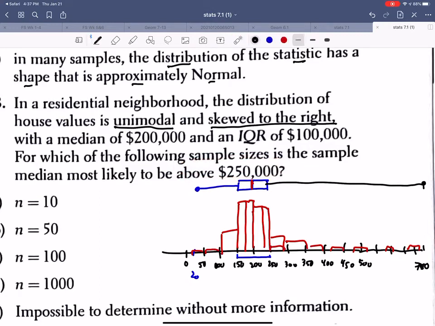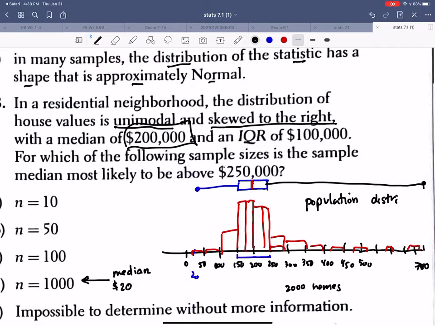Okay, so again, this is my population data. This is my population distribution. And so this could be 2,000 homes. If I had a really high number, then my median is probably going to be pretty close to this same median. You see what I'm saying? This is likely going to have a median of pretty much the same thing. Even this is probably going to have a median of pretty much the same thing.